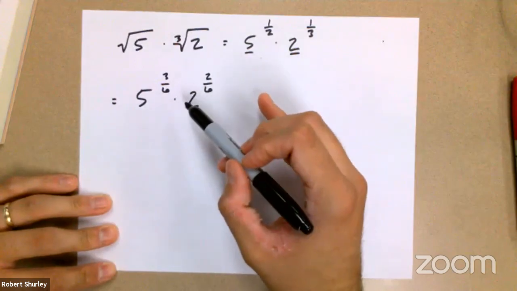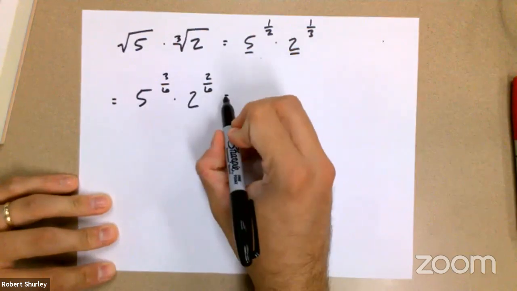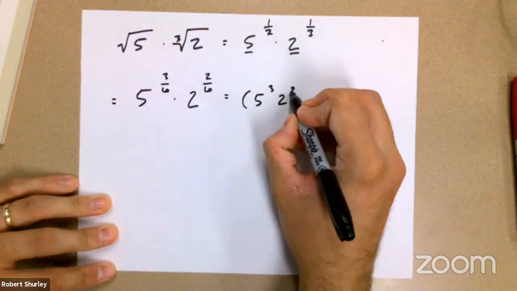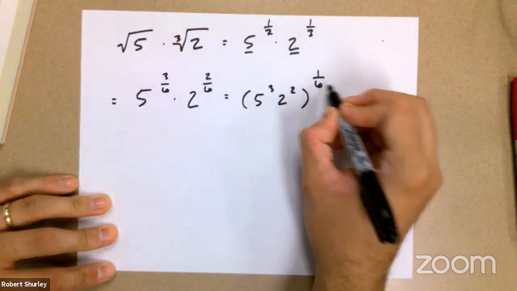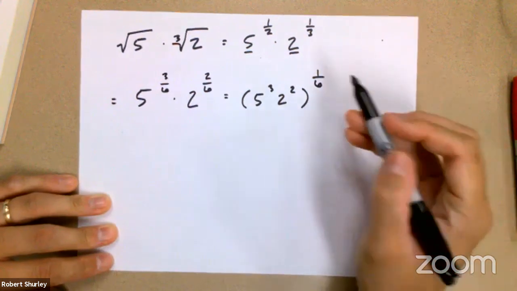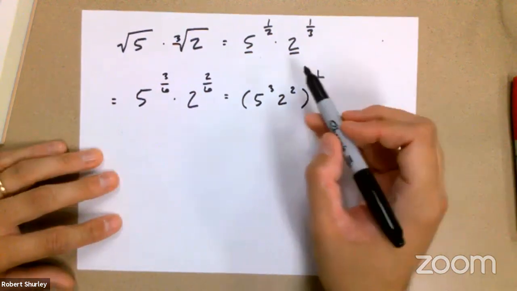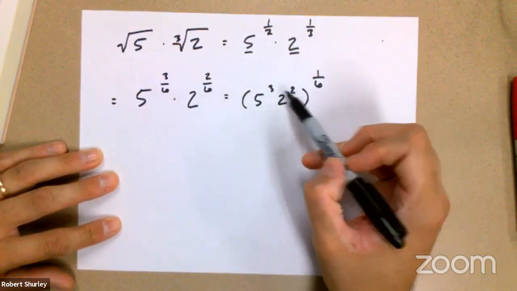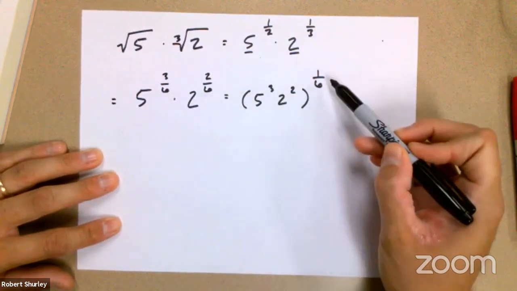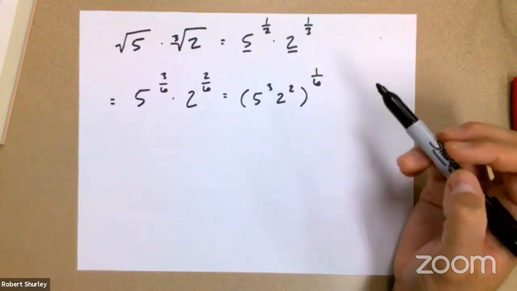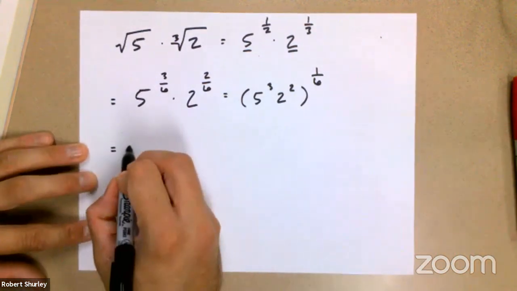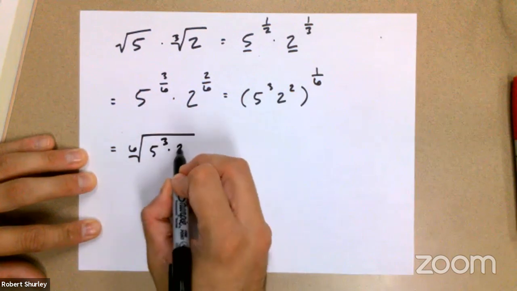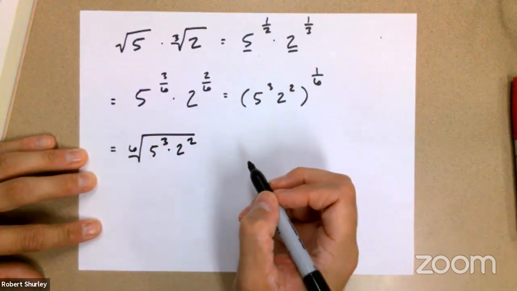Now, remember how we factored out the denominator in one of those previous examples? So if I factor out the denominator, 1/6 times 3, that's the 3/6, and 1/6 times 2, that's the 2/6. So I factored out the 1/6. And then I can write this as the 6th root of 5 cubed times 2 squared.